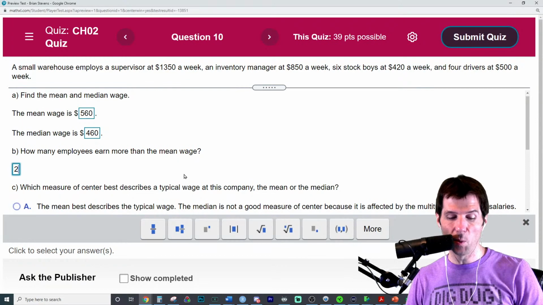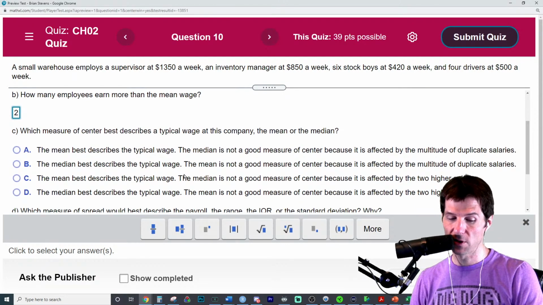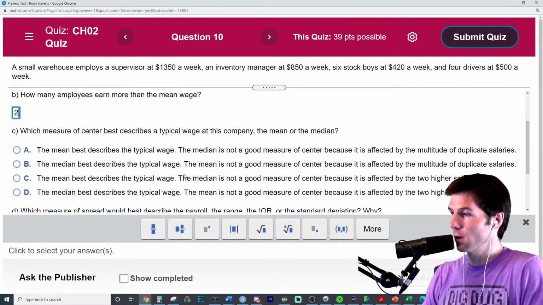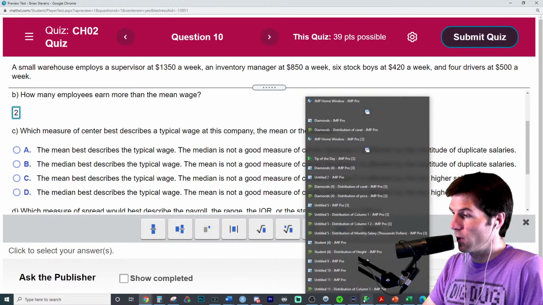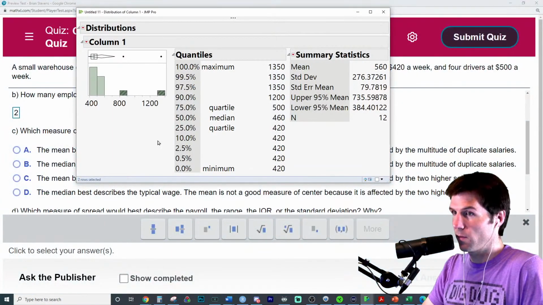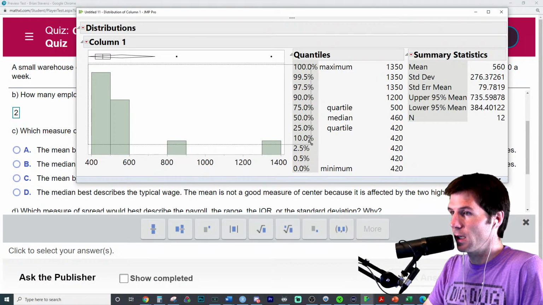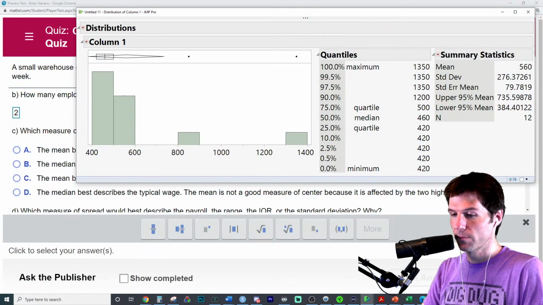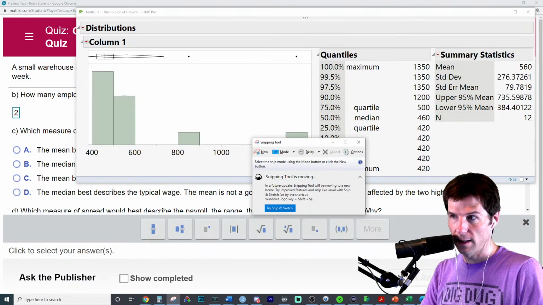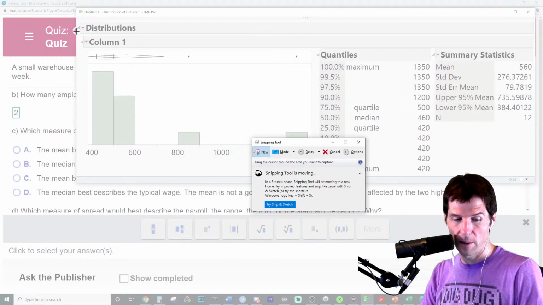Now this asks, what is the best measure of center, the mean or the median? So this data is very, very what? So how does that data look right there? This data is very, very, very what?